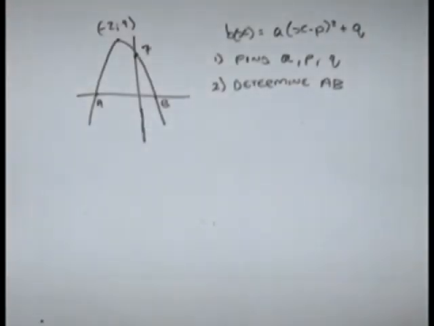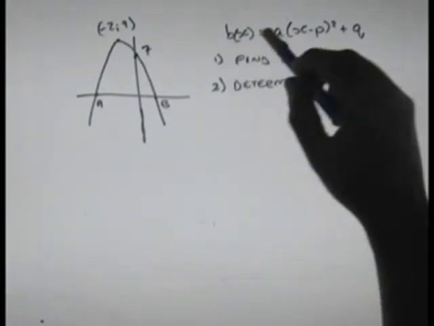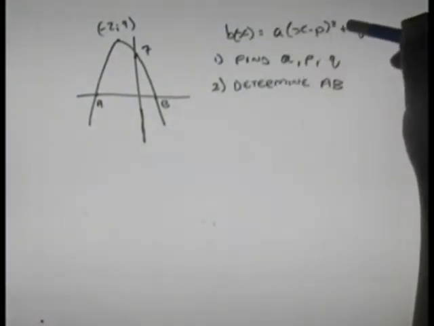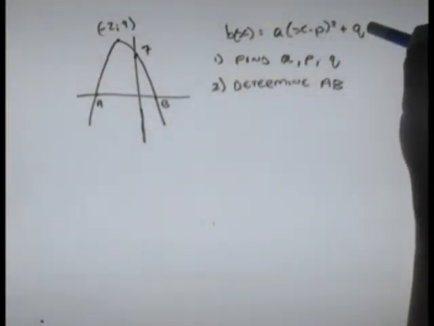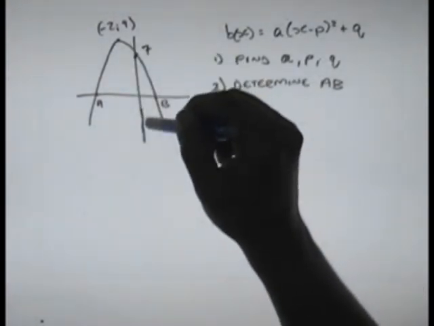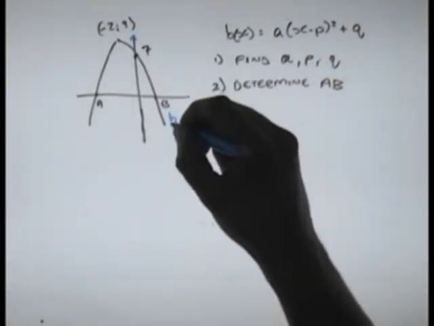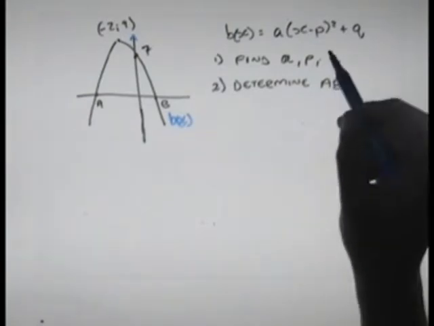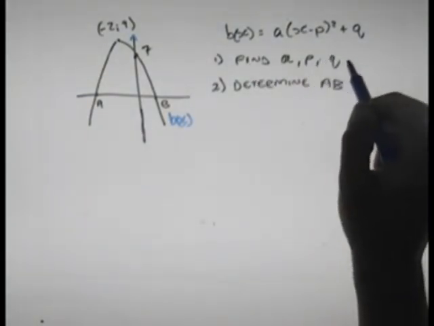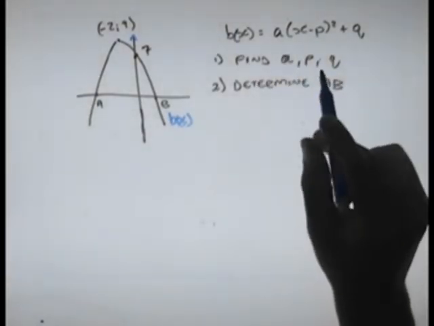The first one I gave you to do read b of x is equal to a(x minus p) squared plus q. I gave you this graph with a turning point of negative 2 and 9. This is b of x. I then asked you to find a, p and q, or the values of those.